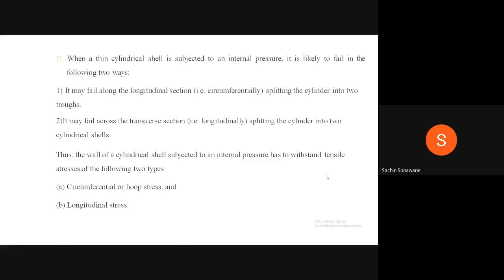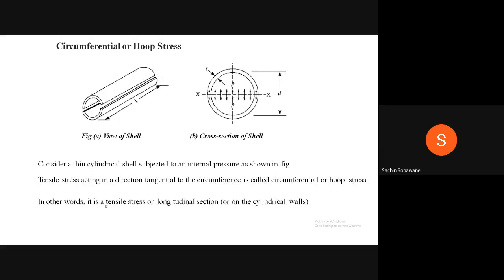When a thin cylindrical shell is subjected to an internal pressure, it is likely to fail in the following two ways. First, it may fail along the longitudinal section, that is circumferentially splitting the cylinder into two troughs. Second, it may fail across the transverse section, that is longitudinally splitting the cylinder into two cylindrical shells. Thus, the wall of a cylindrical shell subjected to an internal pressure has to withstand tensile stresses of the following two types. First is circumferential or hoop stress, and second longitudinal stress. Now first is circumferential or hoop stress.